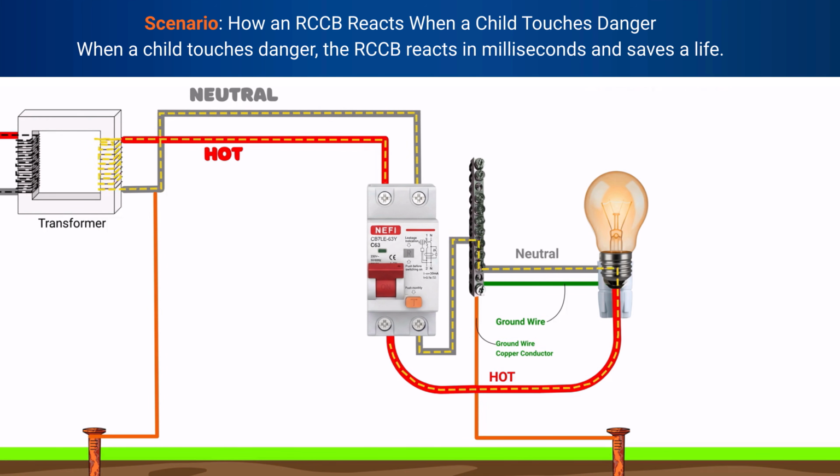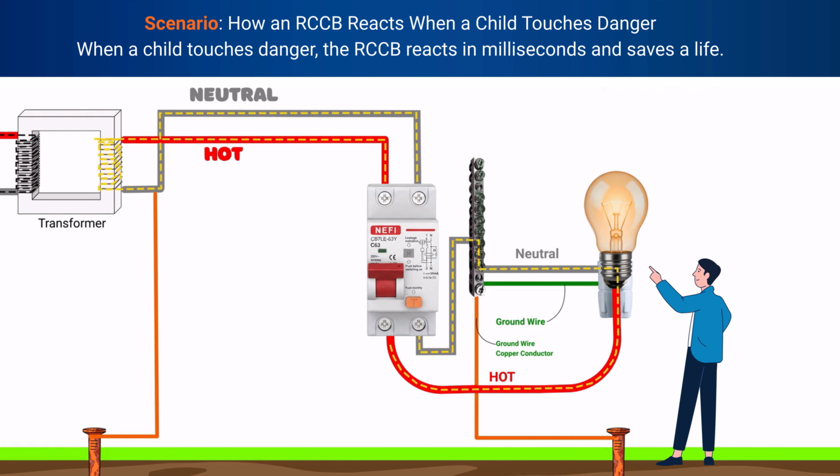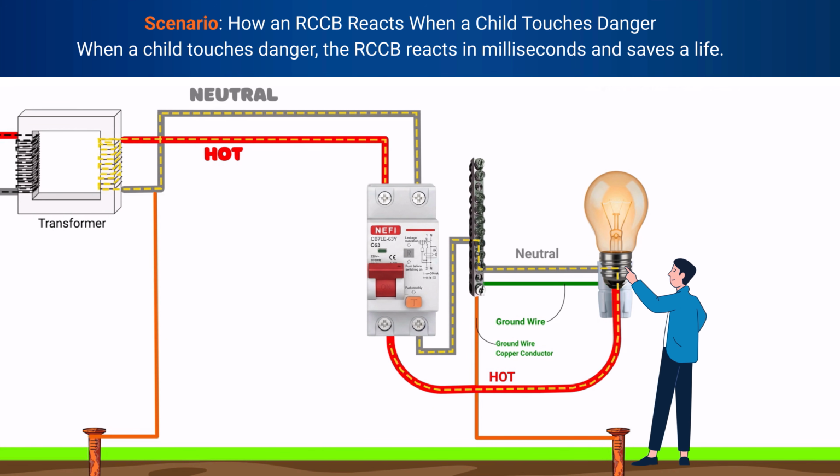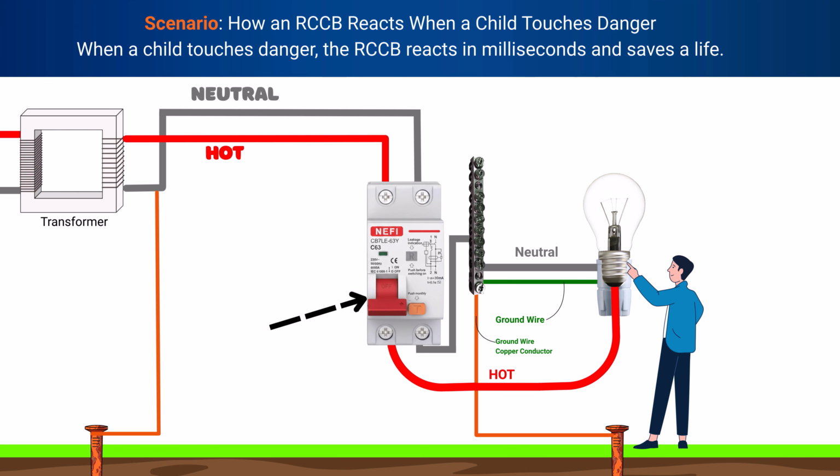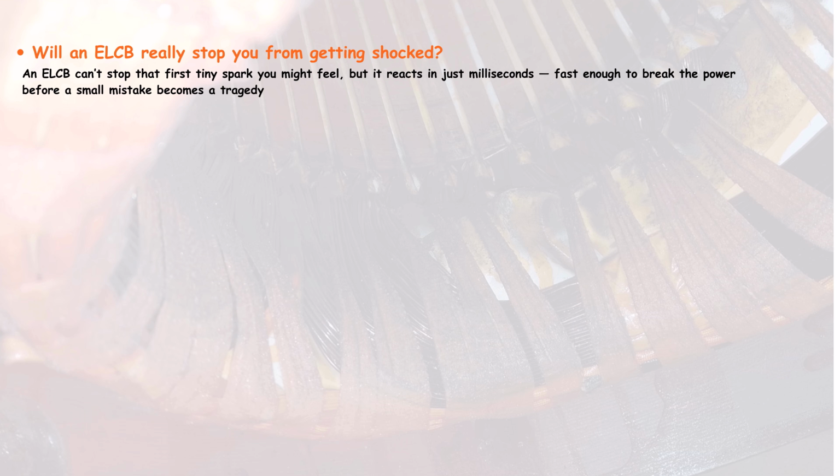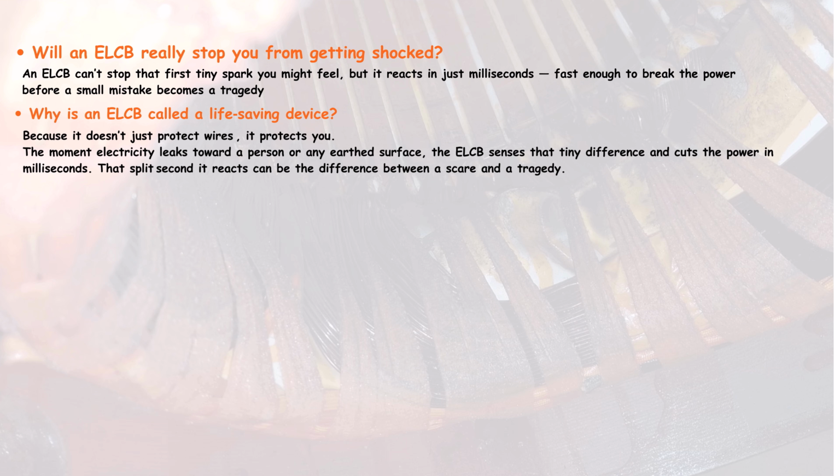Okay, in actual, it can't stop the first tiny spark you might feel, but it reacts within milliseconds. Fast enough to break the current before a small mistake becomes a tragedy. That's why we call the ELCB a life-saving device. It doesn't just protect wires, it protects you. The moment electricity leaks toward a person or the motor's body, it cuts off the supply instantly.